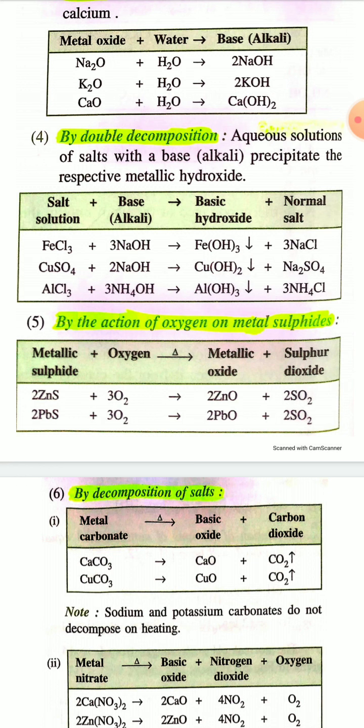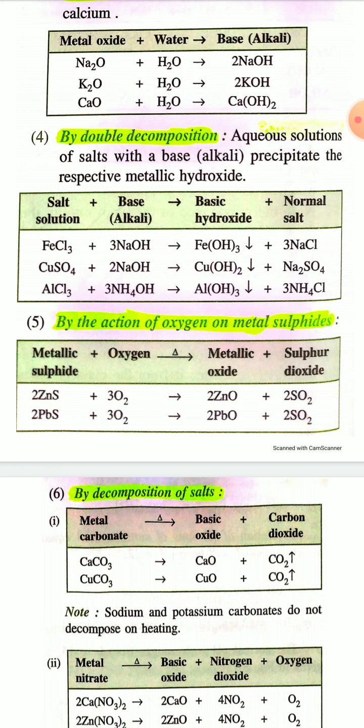For example, when FeCl3, ferric chloride, reacts with the alkali NaOH, that is FeCl3 plus 3NaOH, it will form Fe(OH)3, ferric hydroxide, a precipitate of ferric hydroxide, and 3NaCl. So AlCl3 plus 3NaOH gives Al(OH)3 with a down arrow, which means a precipitate, plus 3NaCl.